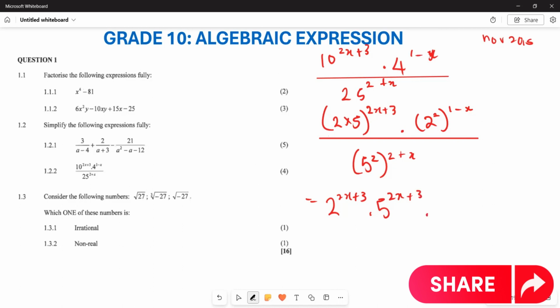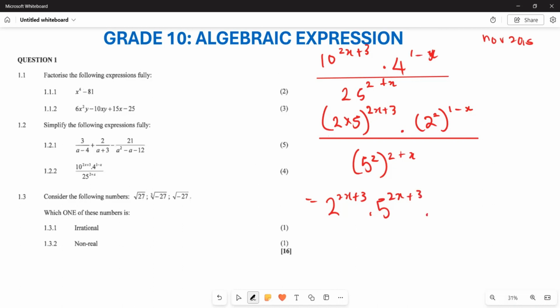Now this is going to be multiplied by 2 squared to the power of 1 subtract x, which is the same as 2 to the power of 2 subtract your 2x. All right, that is going to be the first thing that you are having there. And now, what else are you going to have on this side? Here you are having 5 squared. So this is going to be 5, 2 multiplied by 2, which is your 4, and then 5 to the power of 2 multiplied by the x, which is going to be your 2x.